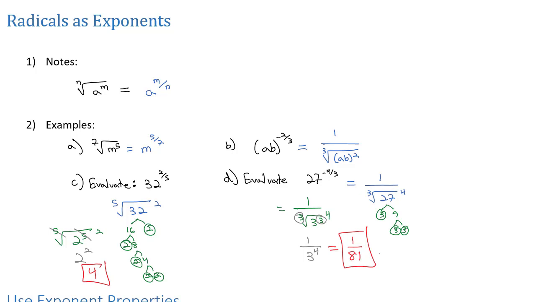Radicals are rational exponents. Fractions as exponents are radicals. Being able to switch back and forth between the two forms will allow us to simplify various expressions.